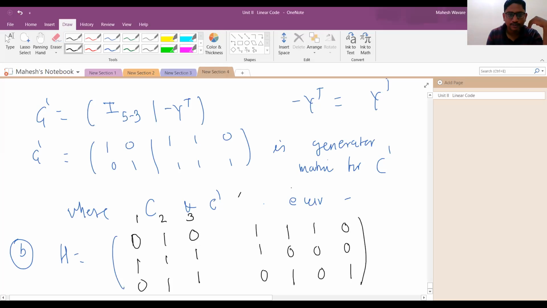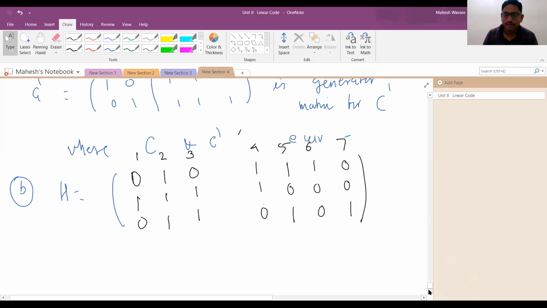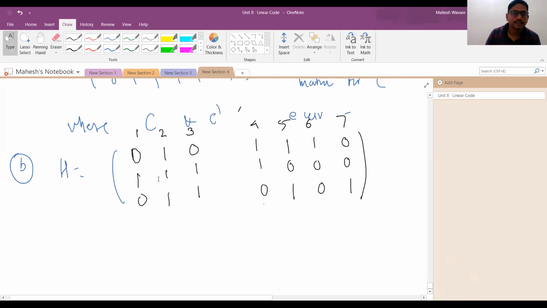1 2 3 4 5 6 7. Okay, length is 7. Again follow those steps. You find its row reduced echelon form in the first step. We can exchange these two rows here easily to become 1 here.